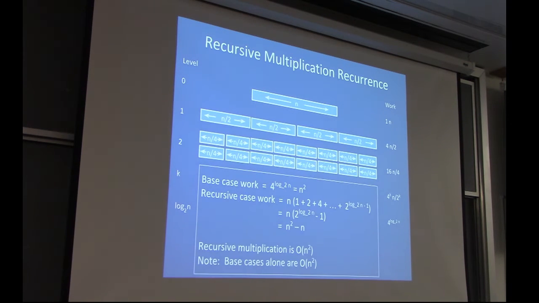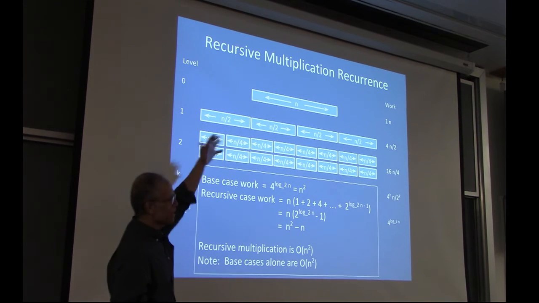And then finally, we looked at recursive multiplication. In this case, A was what?